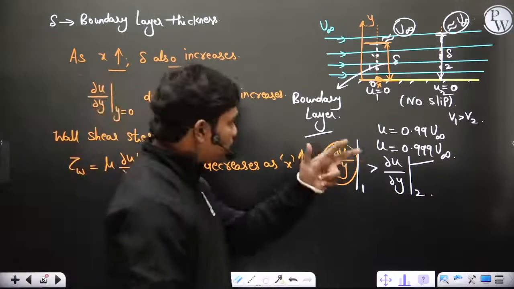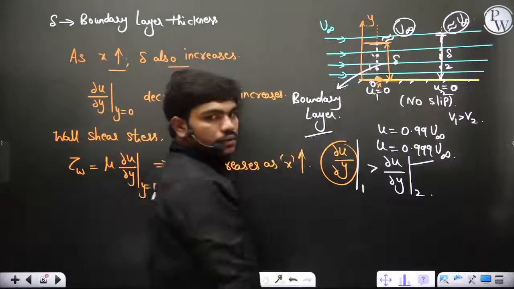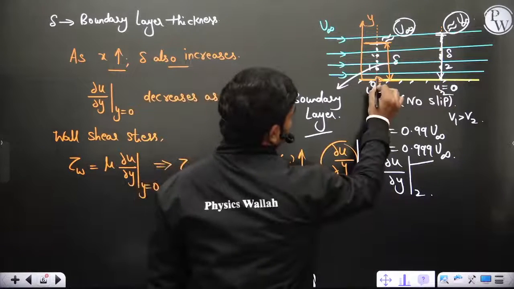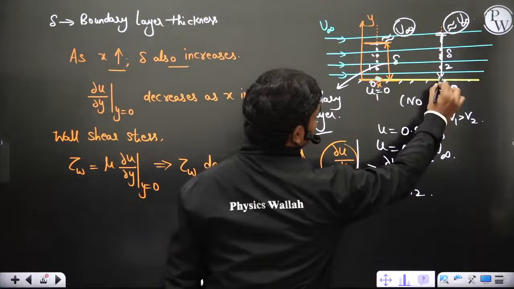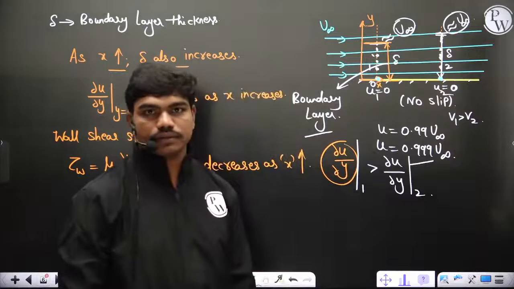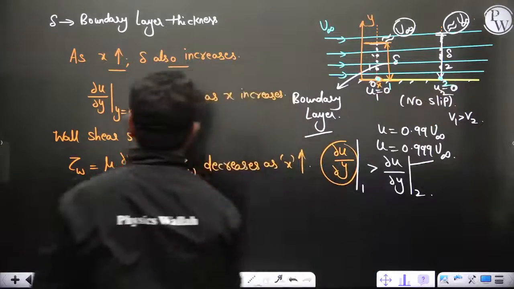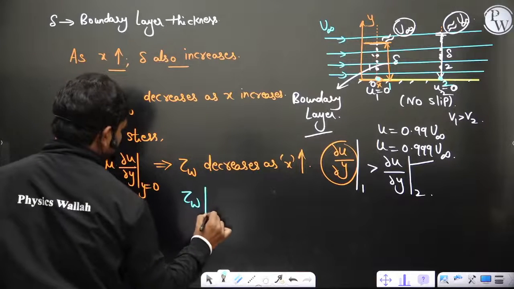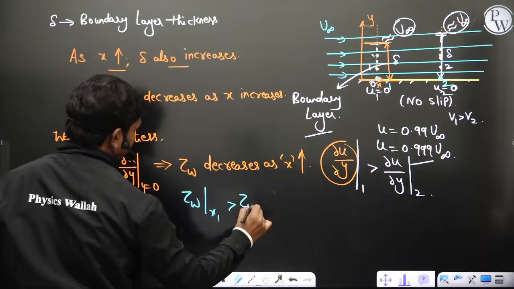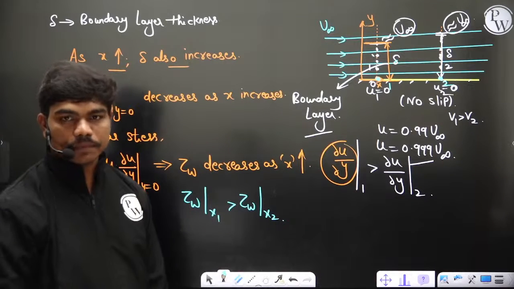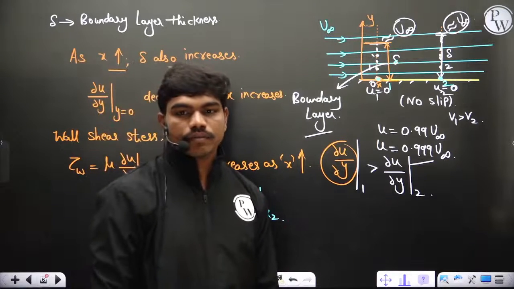Correct? So if you take 2 points, for example point 1 and point 2, definitely the wall shear stress acting at this point is high as compared to the wall shear stress acting at this point. So tau w at x1 is actually greater than tau w at x2. Clear? Yes or no?